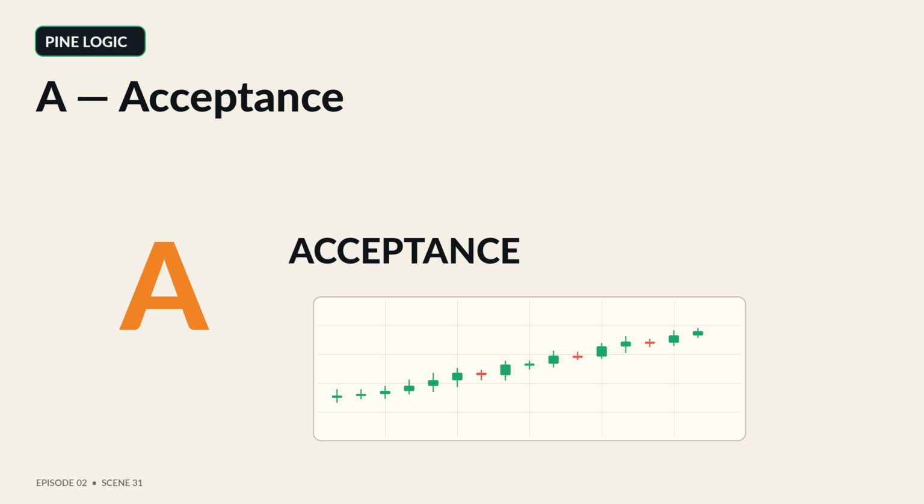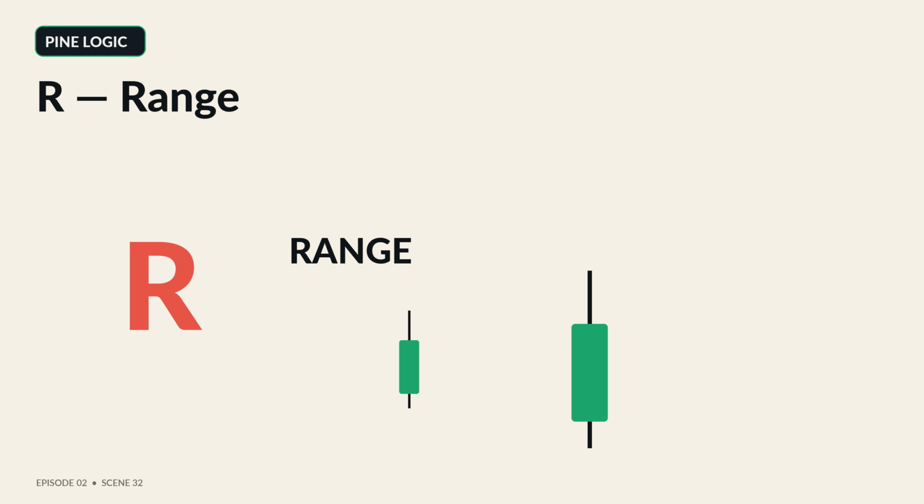A is acceptance. What happens after price reaches the new area? Does it remain there and build or immediately retreat? Many chart reading mistakes come from declaring victory before the market has shown any follow-through.